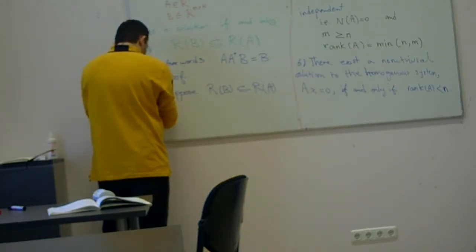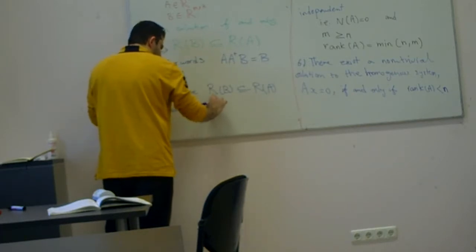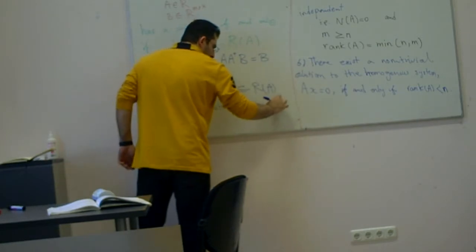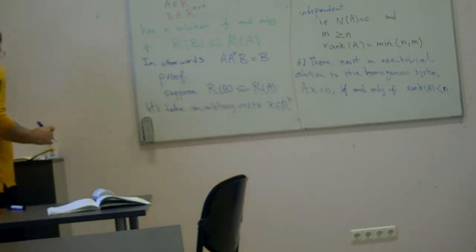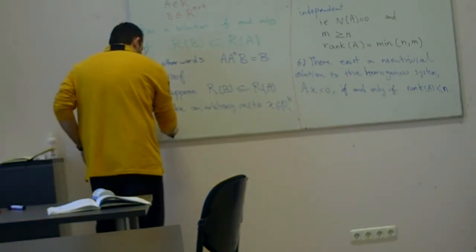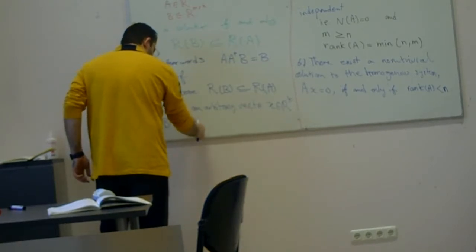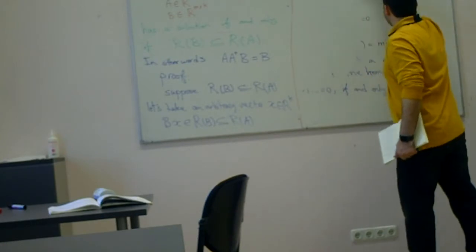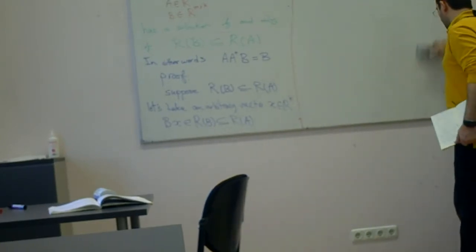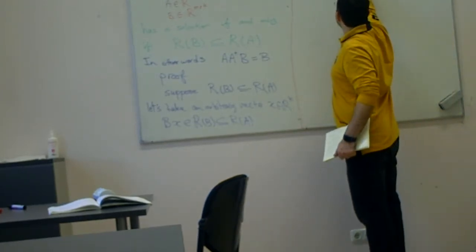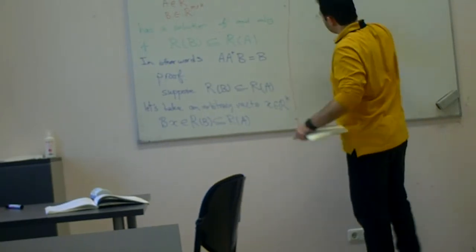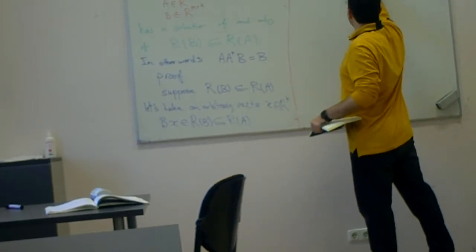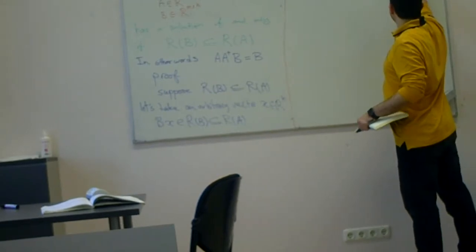So let's take an arbitrary vector x belonging to Rk, which means that Bx belongs to range of B, which is a subset of range of A. This means that there exists y belonging to Rn such that Ay is equal to Bx.